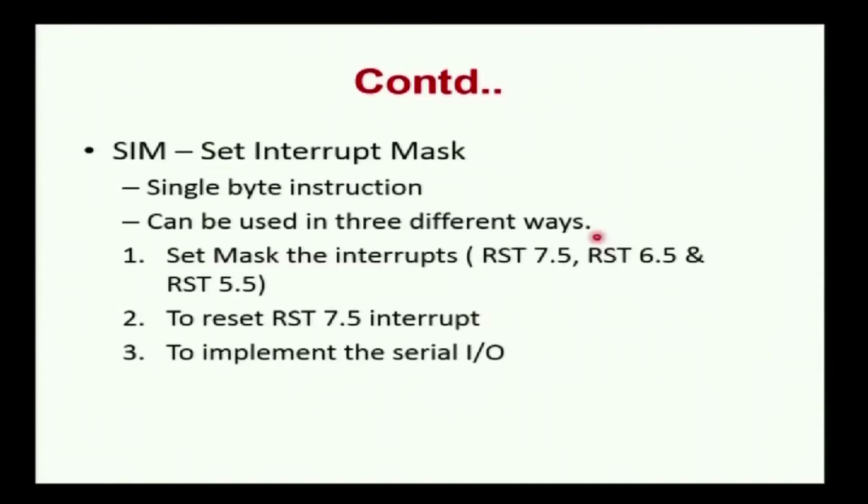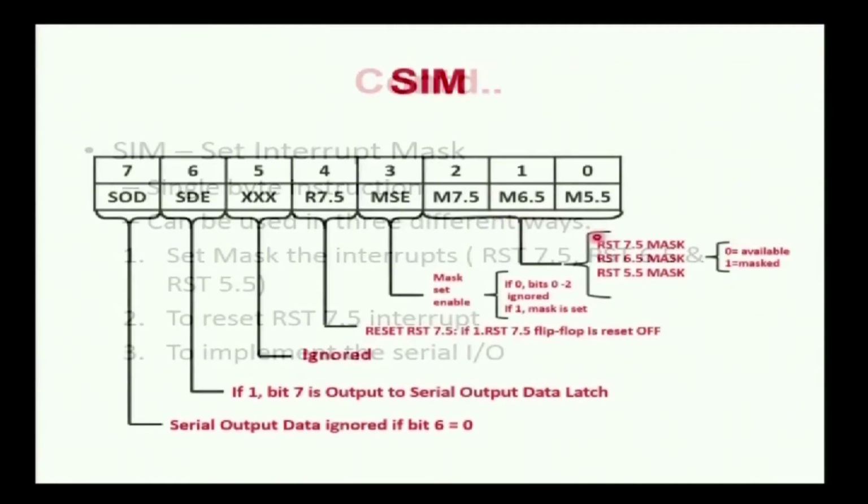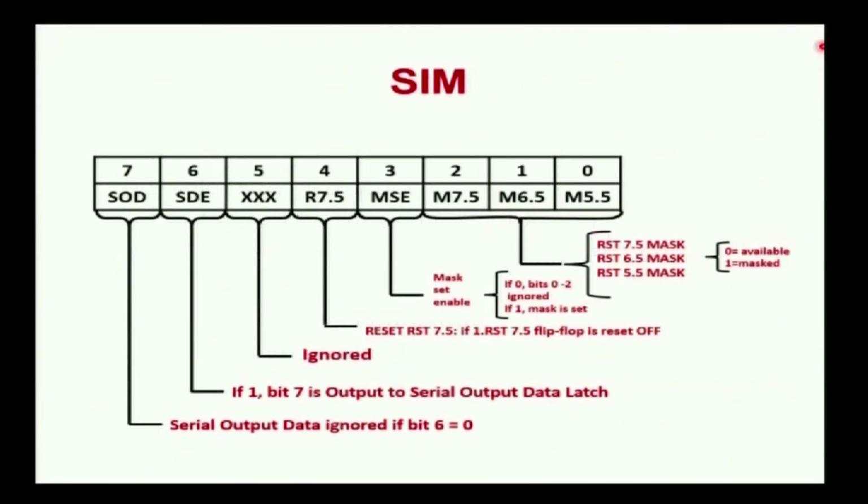That is, among the 8 bits, a few bits are reserved to set the maskable interrupts, and 1 bit is reserved to set or reset the RST 7.5 interrupt. Also, this instruction is used for performing serial communication. So, this is the format of the SIM instruction.